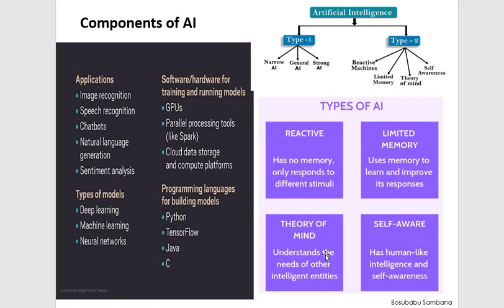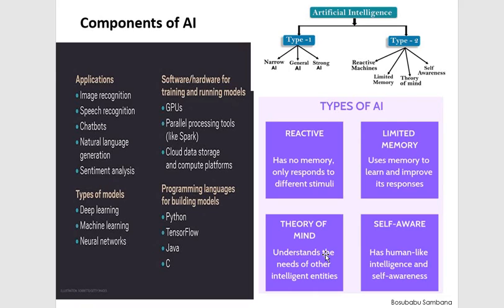Okay, now coming to the components of AI. The components of AI are categorized into various factors. First one, applications, software and hardware for training and building the models, types of models, and programming languages for building models. First, applications of how AI works: image recognition, speech recognition, chatbots, natural language generation like text generation, speech to text, text to speech, and sentiment analysis.